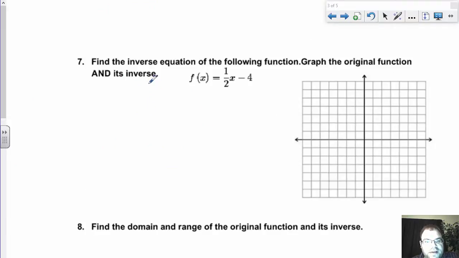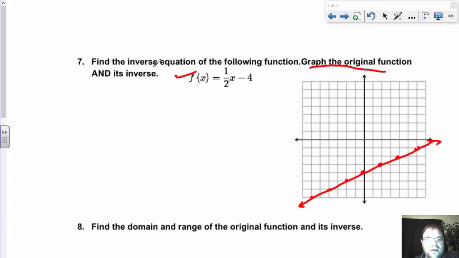Find the inverse equation of the following function, graph the original function and its inverse. So let's actually graph this function really quickly. This is negative 4. And I'm going to go up 1 over 2 for the slope, which is here, here, here, here, here. And I'll try to draw this again, which is not easy to do, but do our best. So we graph this function, check.